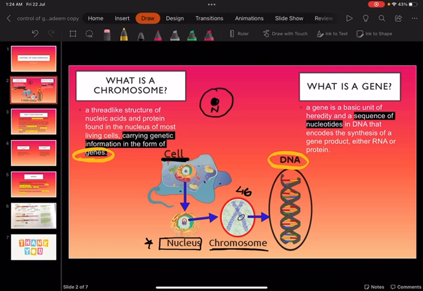So if we read the bookish definition, a gene is the basic unit of heredity, we know that already, and a sequence of nucleotides in DNA that encodes the synthesis of a gene product. Now that gene product could either be an RNA or a protein. So we have a cell, that cell has a nucleus, and the nucleus contains chromosomes. These chromosomes are actually the structures that contain genetic information in the form of genes.